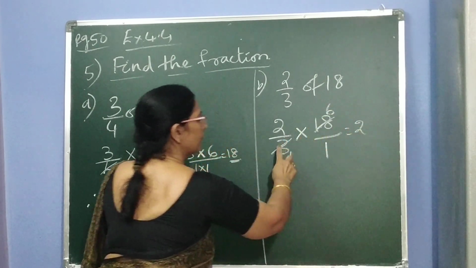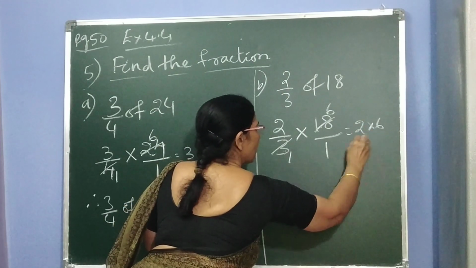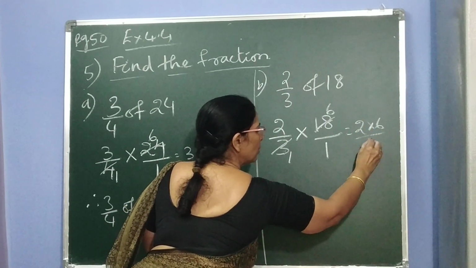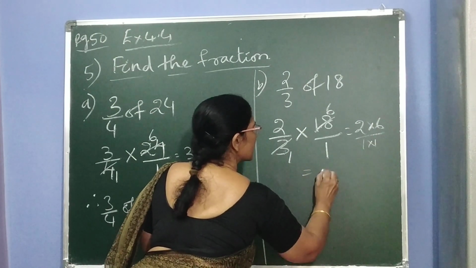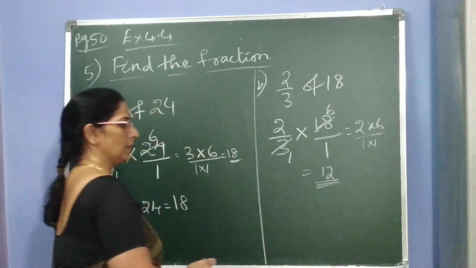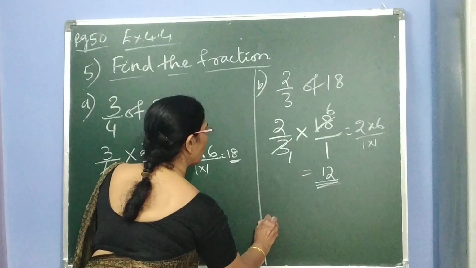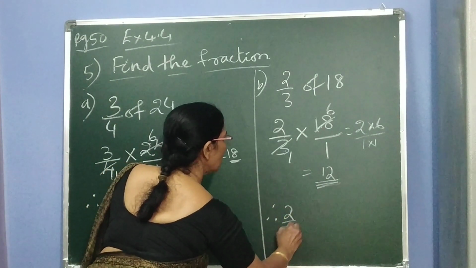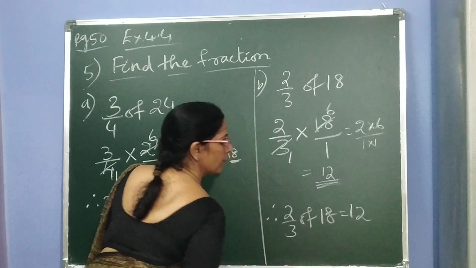So what are we left with in the numerator's place? 2 into 6 by 1 into 1. 1 into 1 means 1. What did we get here? 2 sixes are 12, by 1 means the answer is 12. It is a whole number. So therefore 2 by 3 of 18 is equal to 12.